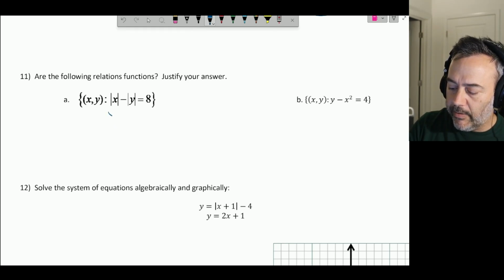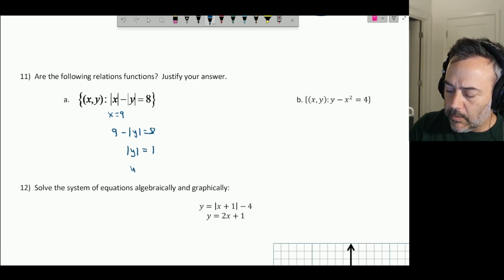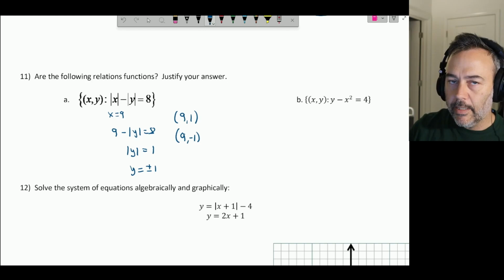So how about if x equals 9, I get 9 minus absolute value of y equals 8. Absolute value of y equals 1. So y equals plus or minus 1. So I've got 9 comma 1 or 9 comma negative 1. Done. That's enough.